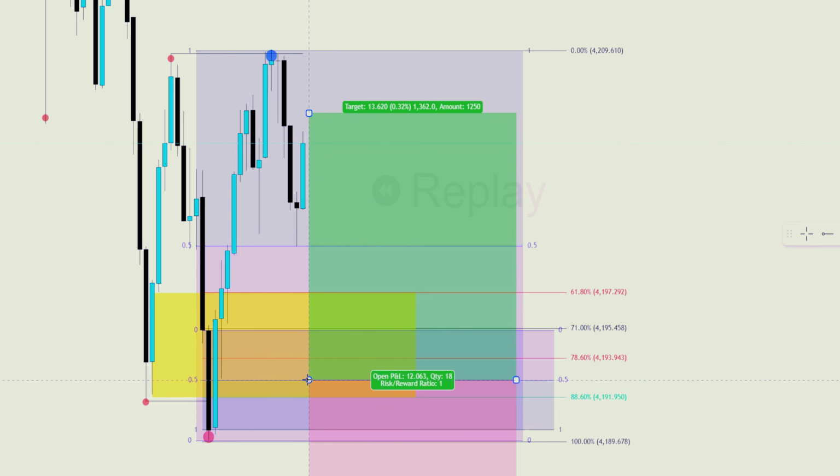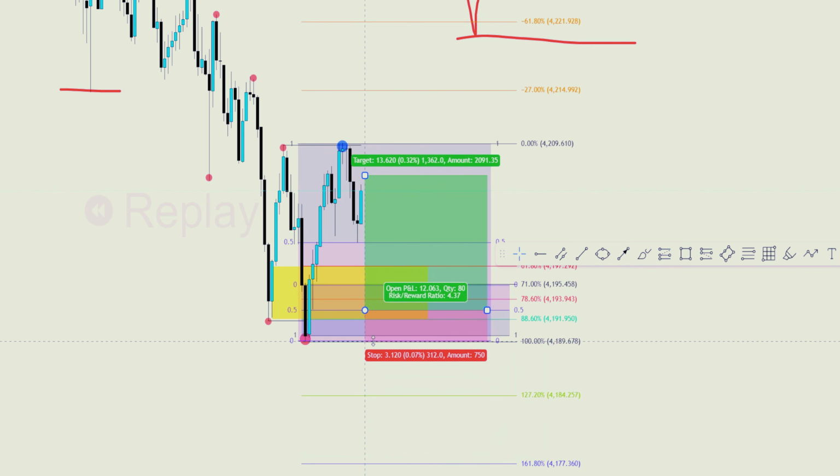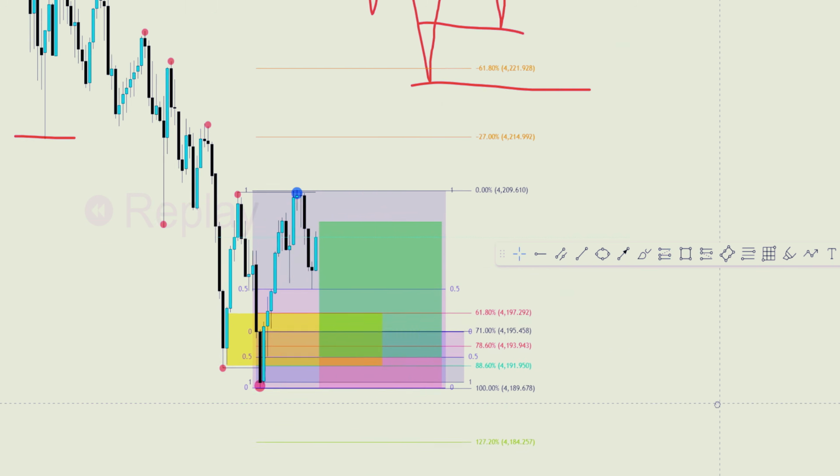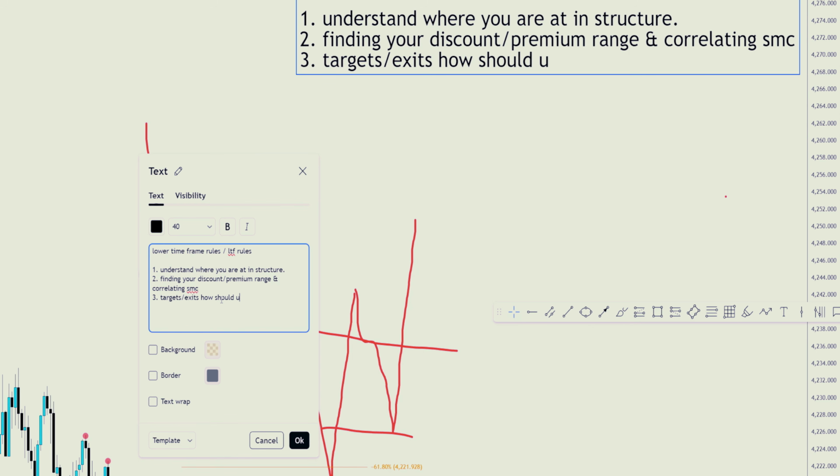I like to enter at the 50% with the stop below the low. The stop is at the low, about 30 pips. Now, rule 3 is targets and exits. How should you exit this market safely?